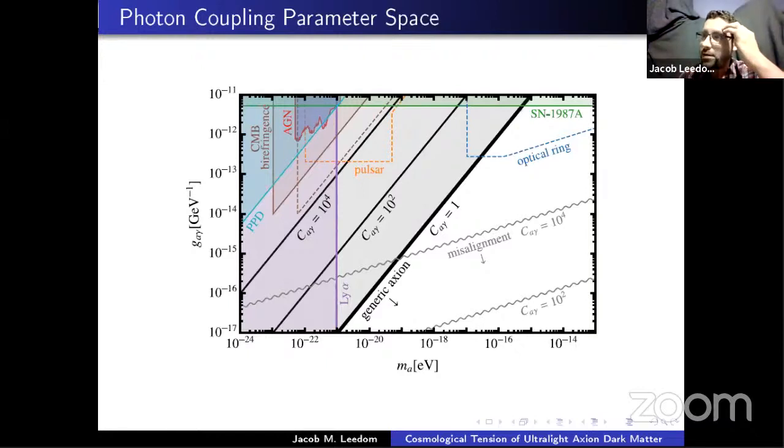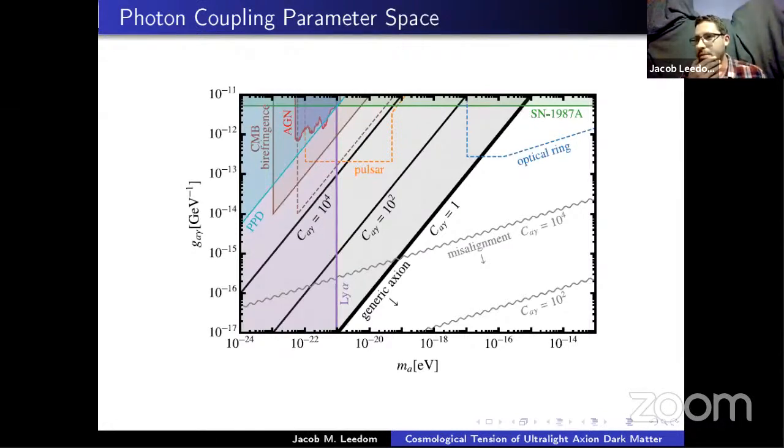I'm trying to think about potential ways around it. The most broad statement I could make is that with sufficient model building, you could get into this parameter space for the birefringence. If you can get to, for instance, a g_aγ of 10 to the 4, then perhaps you can get to the birefringence region of parameter space, only barely.